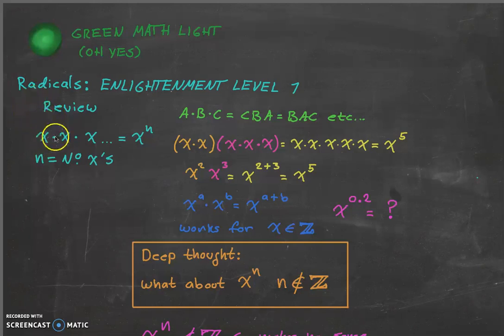So if I have x times x times x, so on and so forth, where n is the number of x's that I have, then I can rewrite this as x to the n power, right?